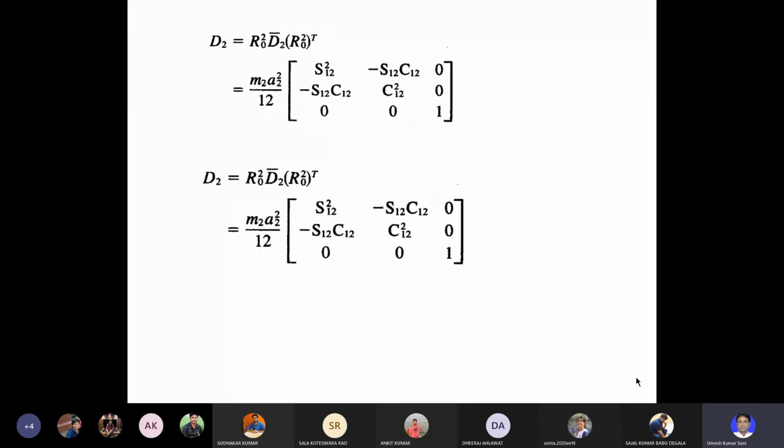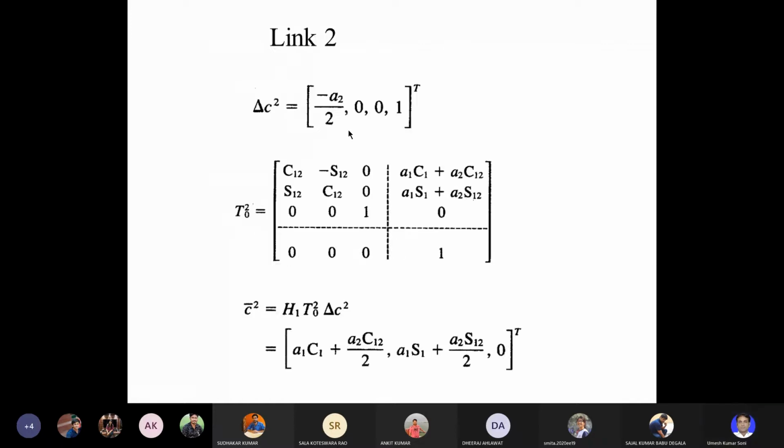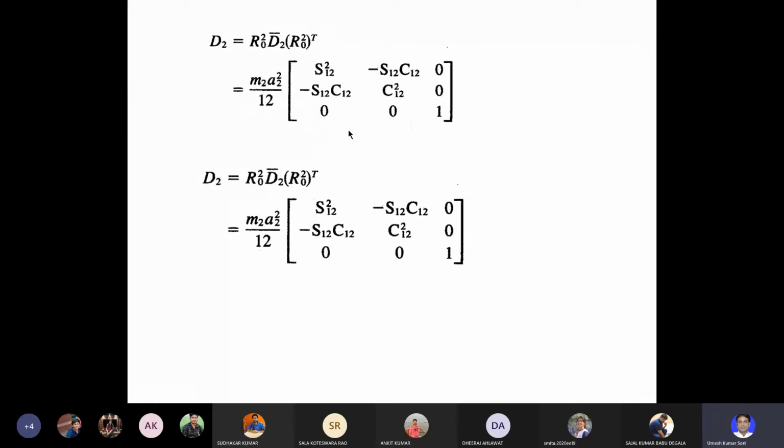So now you calculate D2. You start calculating D2 manually. How is this equation coming? I think you had calculated D2 in the previous lecture. So after calculating the center of mass of link 2 with respect to base frame, you had calculated the D2 using this equation. Okay.